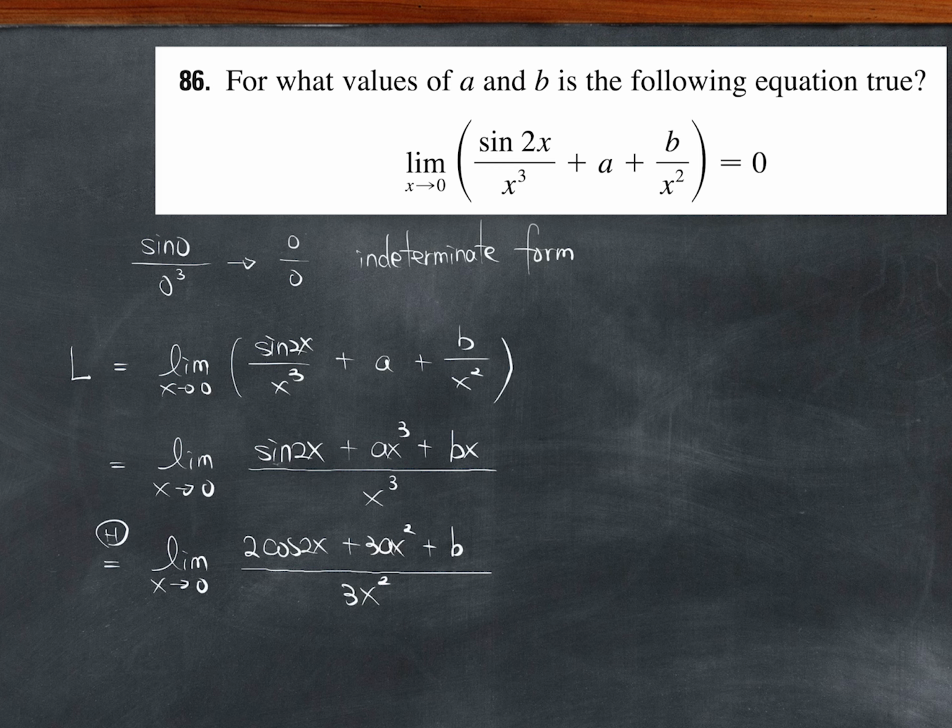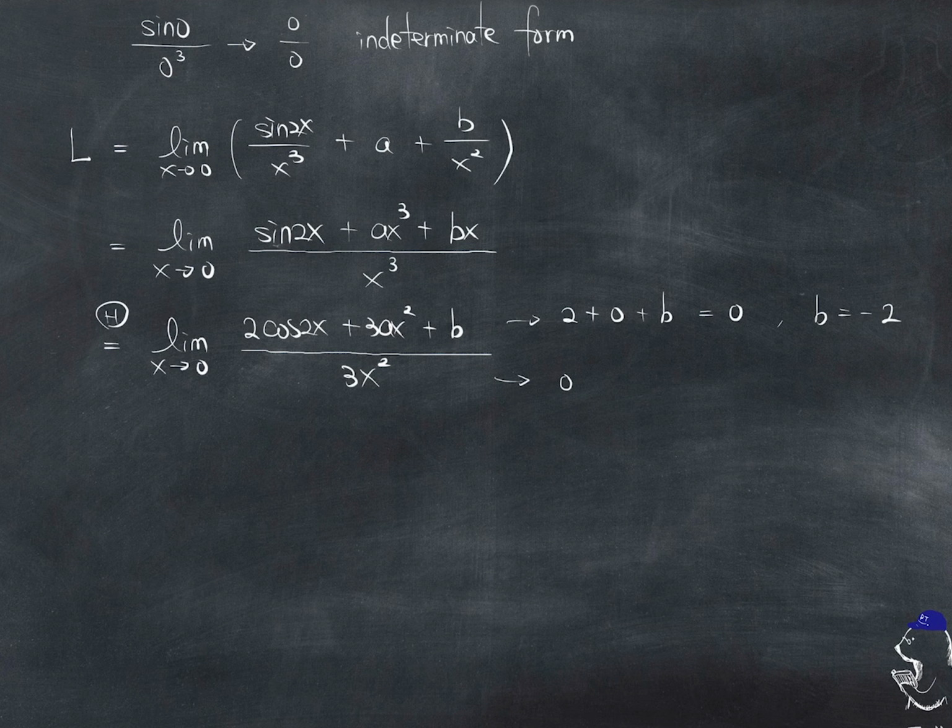So you can see that as x goes to 0, the denominator goes to 0 as well, and the numerator is 2 plus 0 plus b. Since the denominator is 0, we must have our numerator equal to 0 as well. So it has to be equal to 0. That means b has to equal -2.